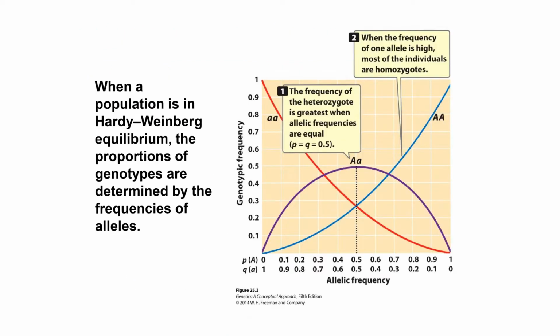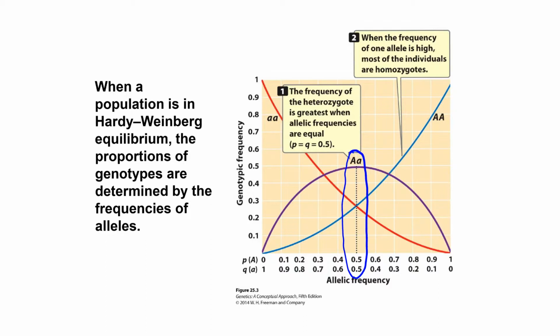As mentioned previously, if a population is in Hardy-Weinberg equilibrium, the genotypic frequencies are determined by the allelic frequencies. And the implication of this for heterozygotes is that if you look at a locus with two alleles, the frequency of heterozygotes is greatest when allelic frequencies range between 0.33 and 0.66, and the maximum of heterozygotes in a population is achieved when allelic frequencies are equal, when each one is 0.5 right here.